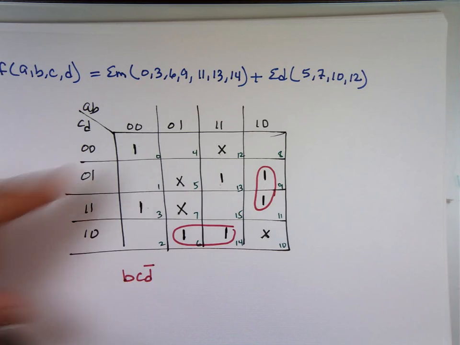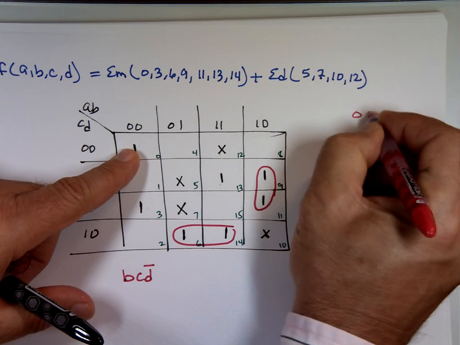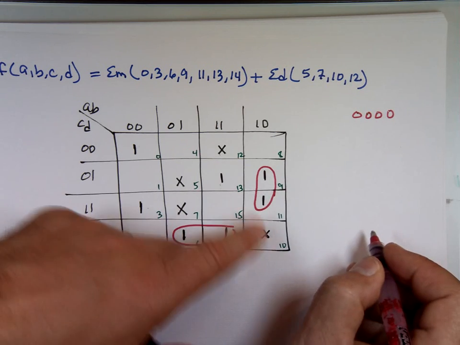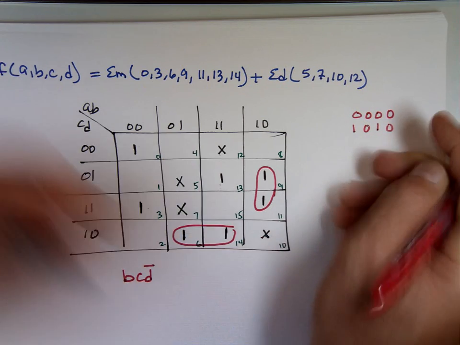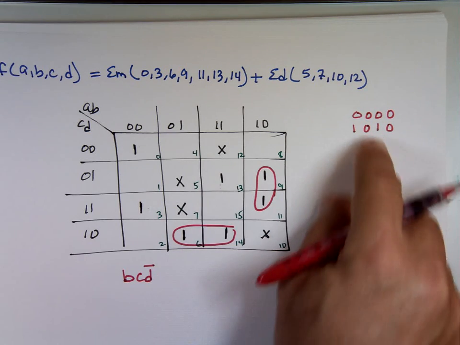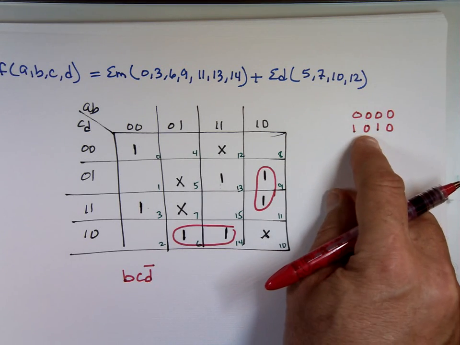Because the address for this is what? 0, 0, 0, 0. The address for this is 1, 0, 1, 0. And you have only 2 locations. They can only be different by 1 digit. Look at the 2 addresses, they're different by 2 digits.